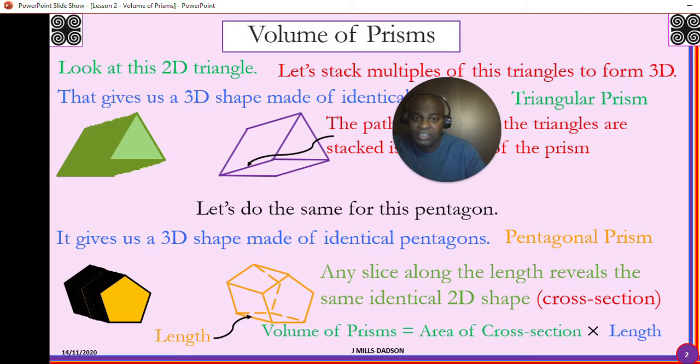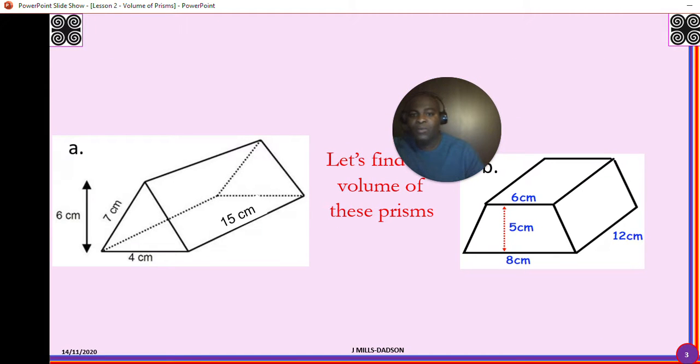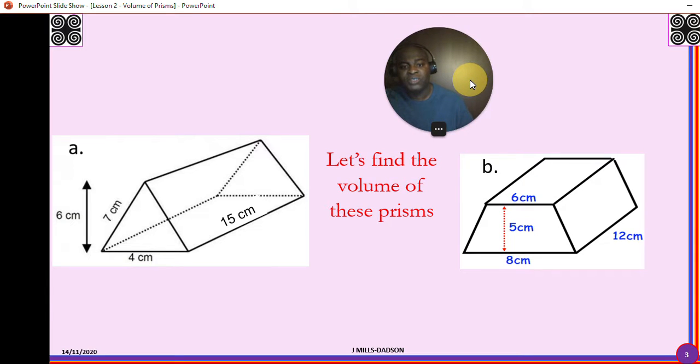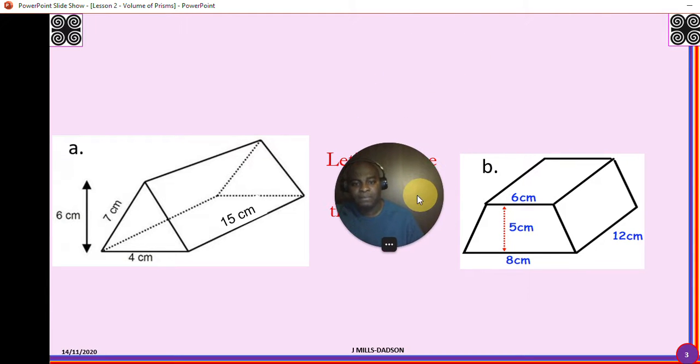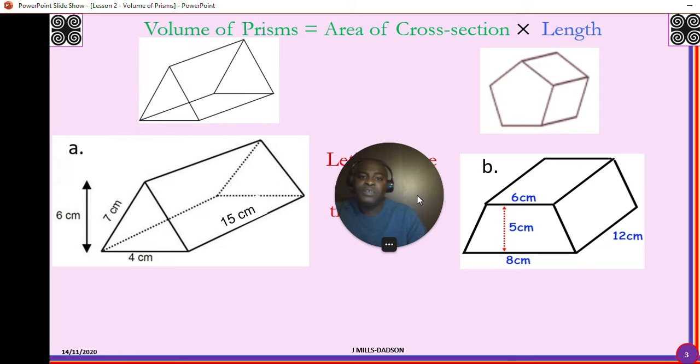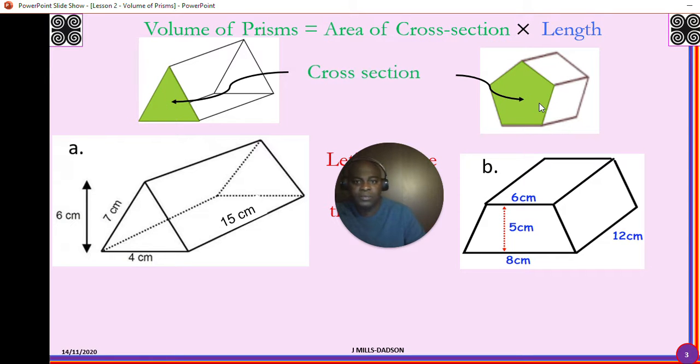Let's look at a simple question. We are supposed to work out the volume of these two prisms. Given that the formula is area of cross section times by length, we know that is the cross section. We know these are the lengths. So if you want to work out the volume, just multiply the answer for the cross section by the length.